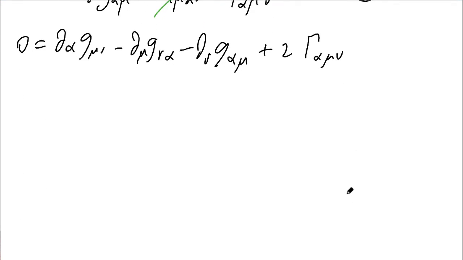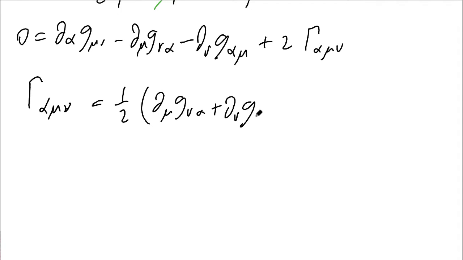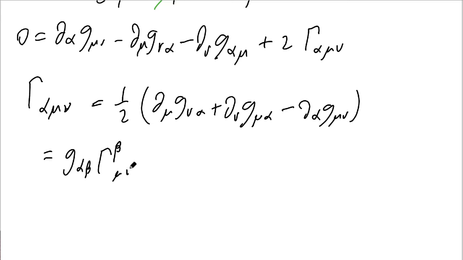So now we can solve for gamma alpha mu nu. That's equal to 1/2. Let me write these two terms first. We have partial mu g nu alpha plus partial nu g, and well, g is symmetric, so let's write this as g mu alpha, minus this term, partial alpha g mu nu. All right, remember this is shorthand for g alpha beta gamma beta mu nu.